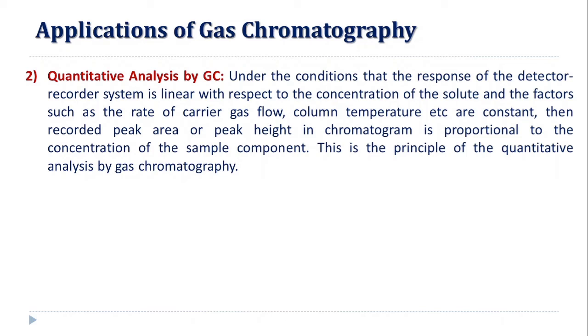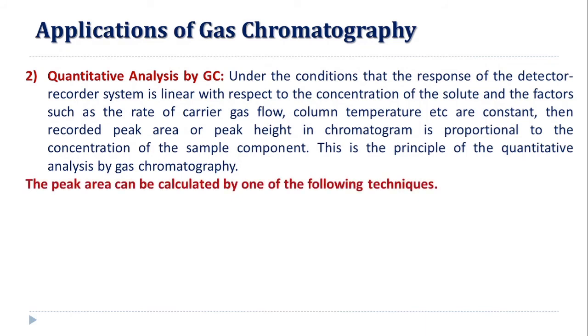So peak area is directly proportional to the concentration of a particular component within the sample. By using the peak area we can calculate the amount of the particular component present in the sample. For that purpose we have to fix the rate of carrier gas flow, the column as well as the column temperature.